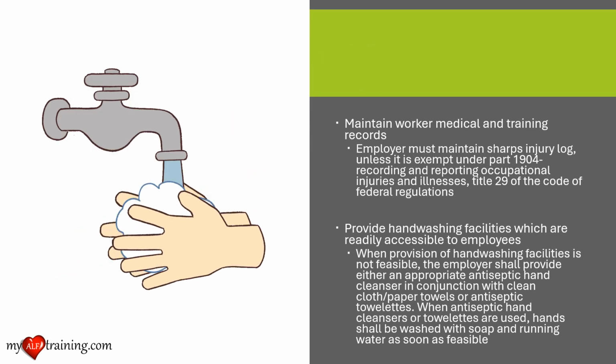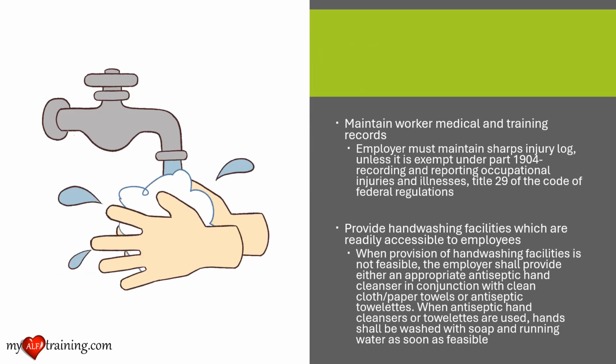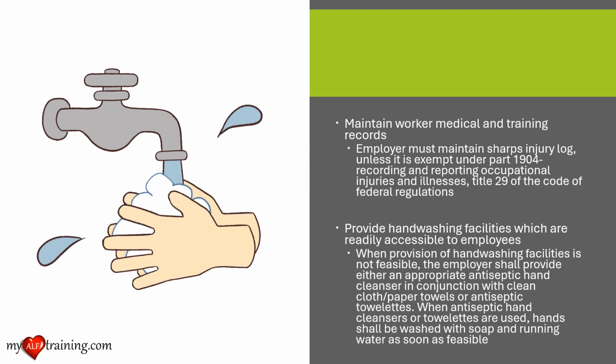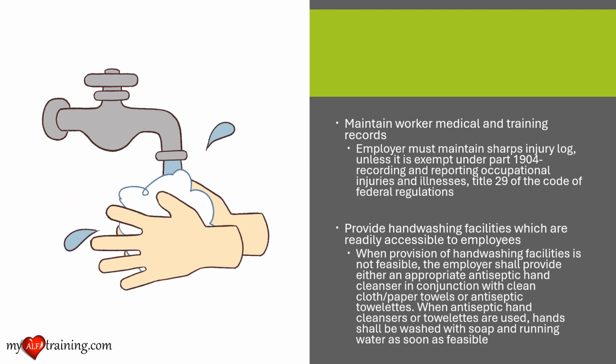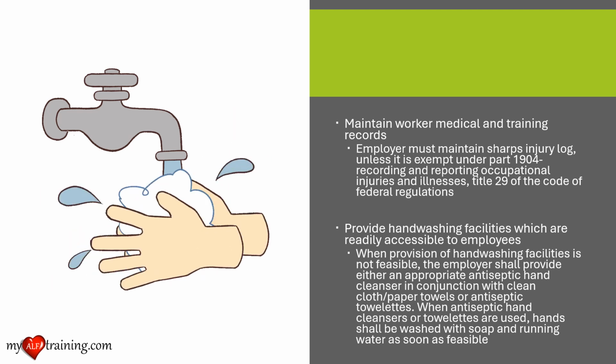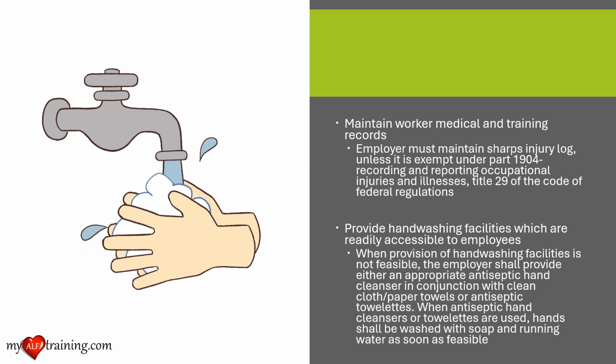More precautions include maintaining worker medical and training records. Employers must maintain sharps injury logs unless it is exempt under Part 1904, Recording and Reporting Occupational Injuries and Illnesses, Title 29 of the Code of Federal Regulations.